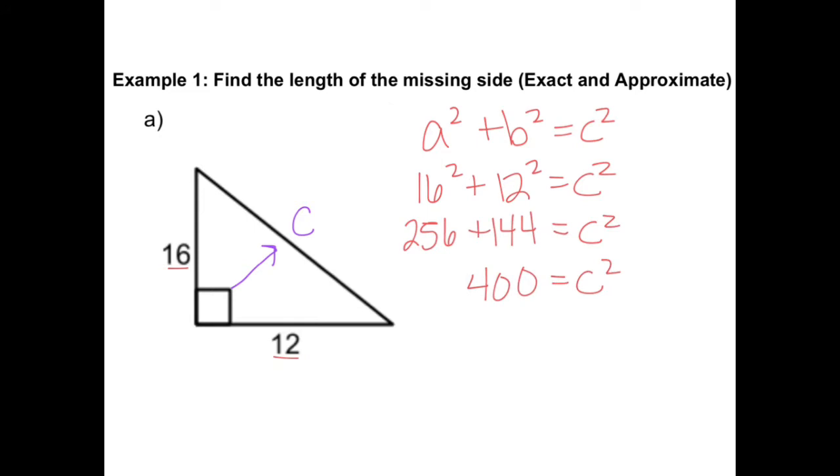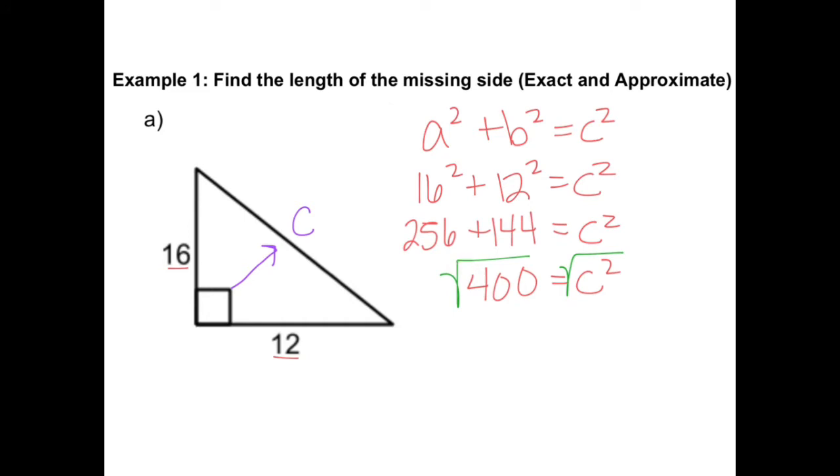And then this is the point where we need to make sure we're remembering how to solve an equation. We're not done here. I don't want to know what C squared is. I want to know what C is. So we need to undo this squaring. And remember that in order to undo a square, we square root. So we need to square root both sides. And you are welcome to use your calculator for this part, the square root of 400.